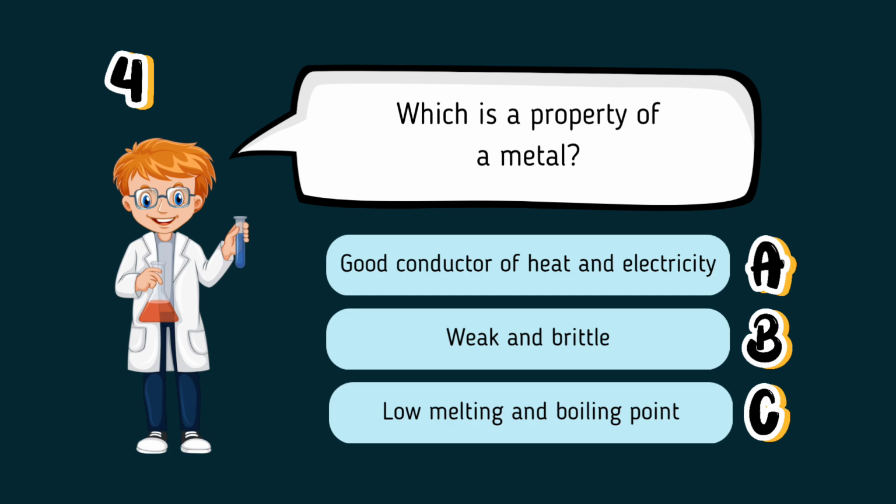Which is a property of a metal? Options are A, good conductor of heat and electricity, B, weak and brittle, C, low melting and boiling point. Correct option is A, good conductor of heat and electricity.